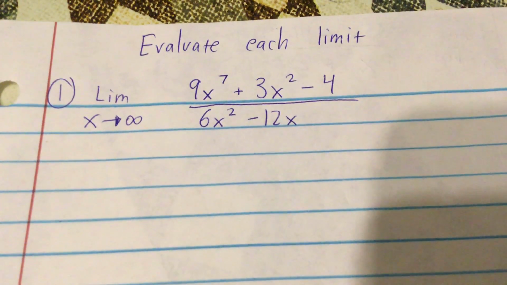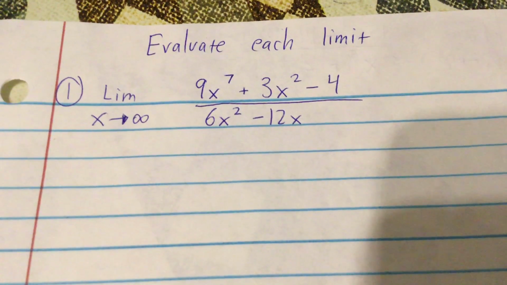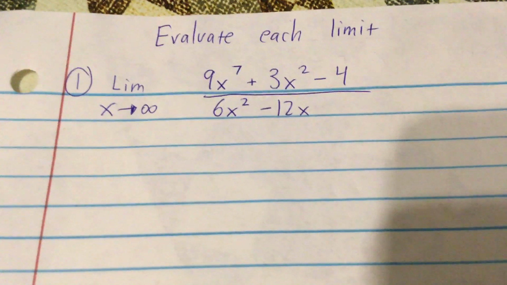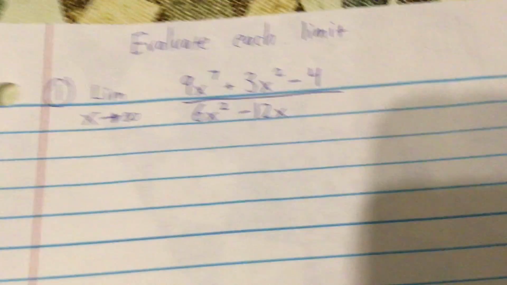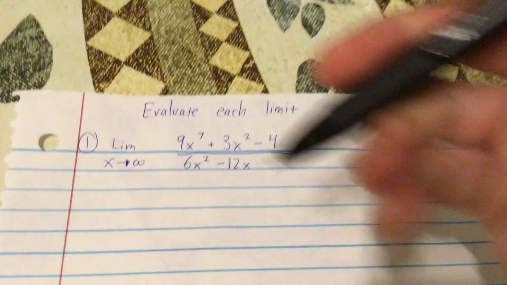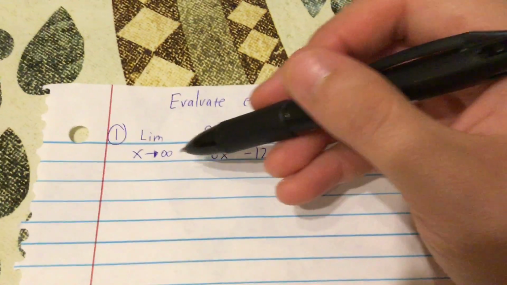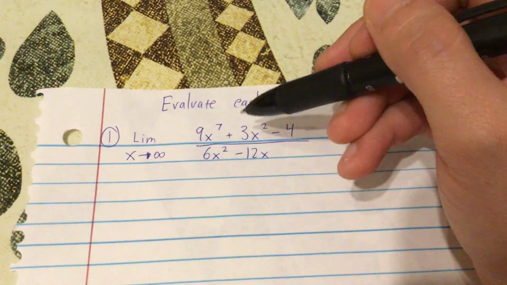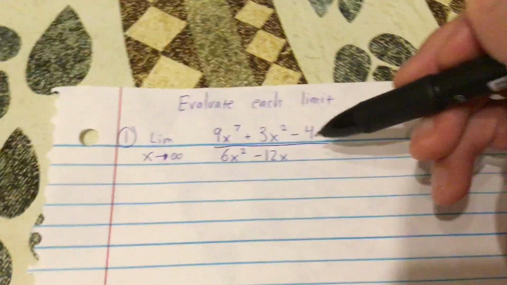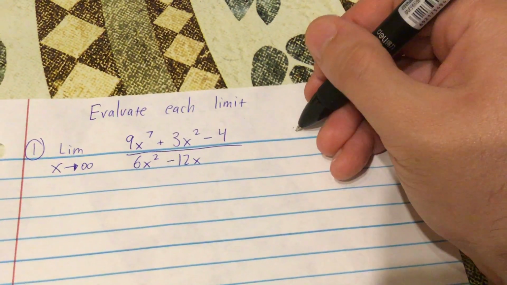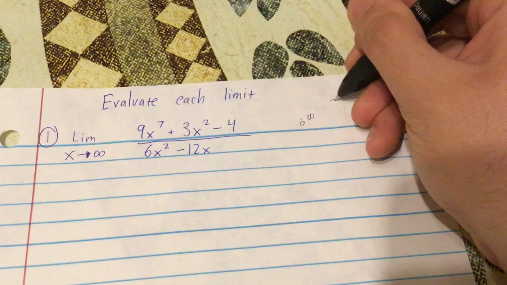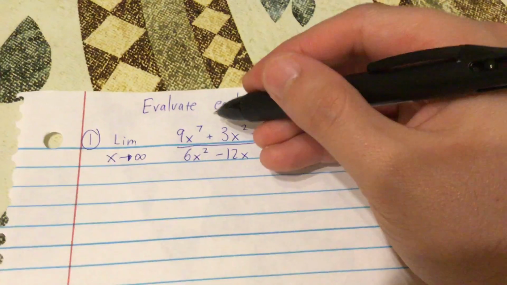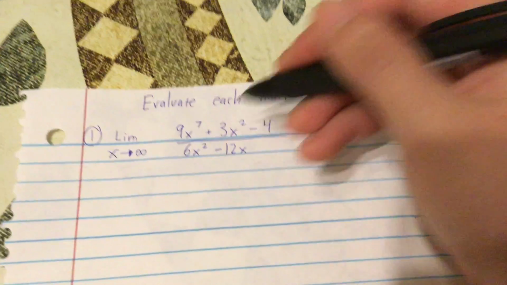So let's take a look at the limit as x approaches infinity for (9x to the seventh plus 3x squared minus 4) over (6x squared minus 12x). So right off the bat, let me get my pen. We see that we have infinity. If I plug in x equals infinity, I get 9 infinity to the seventh plus 3 infinity squared minus 4. Let's be honest right there, that's infinity over infinity. Like that's 9 infinity to the seventh over 6 infinity squared.